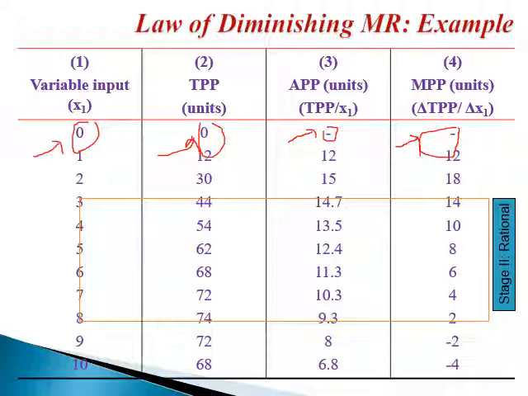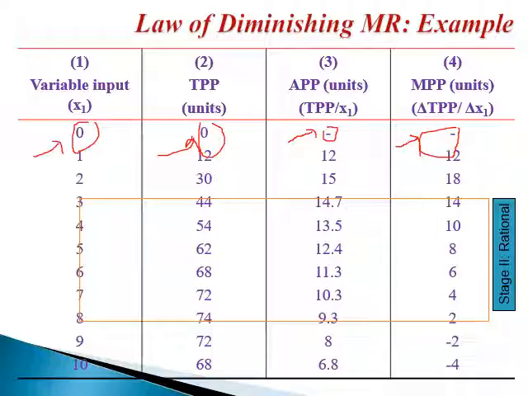Now, if I increase the level of the variable input to 1, the level of output goes from 0 to 12. And if I increase the level of the variable input from 1 to 2, the total production increases from 12 to 30. And then if I increase the level of the variable input from 2 to 3, then the level of output increases from 30 to 44, and the story continues like that all the way up.